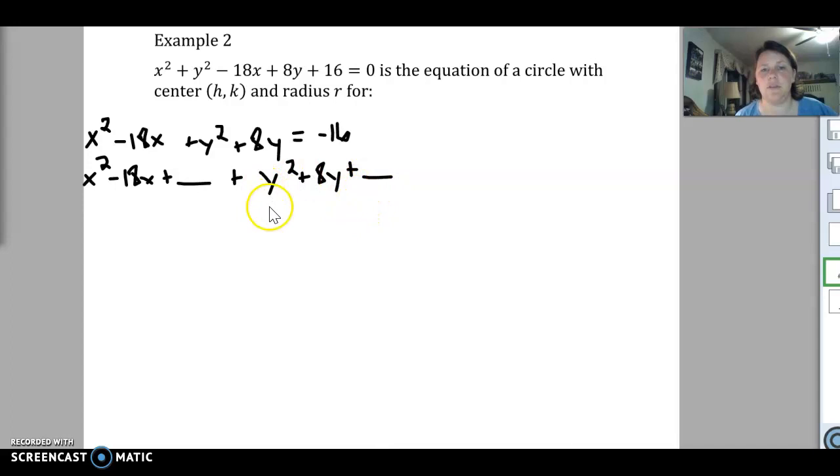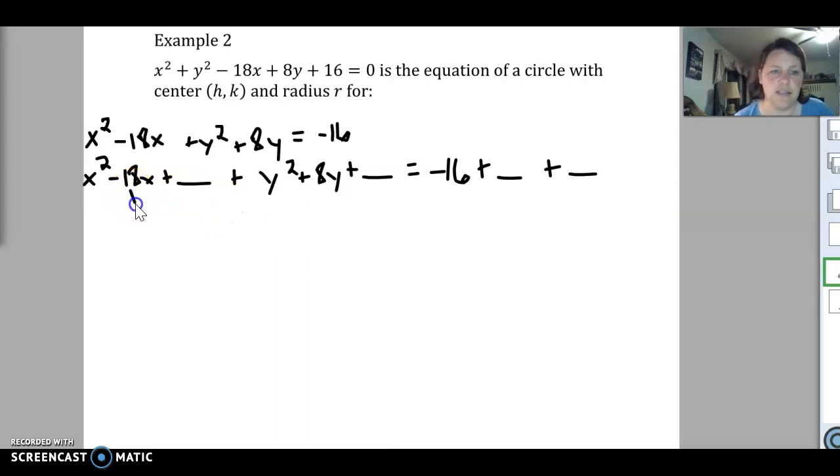So we have to complete the square twice now because we have a group of x's and a group of y's, and we need to complete the square for both of those because we want this to be in the form of an equation for a circle. And then on the right hand side we did have negative 16, but now we need to add both of our blanks to the right hand side also. So this will keep our equation balanced. And now we're ready to go ahead and complete the square.